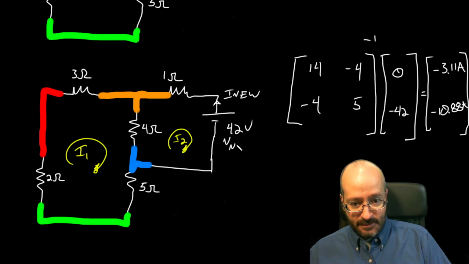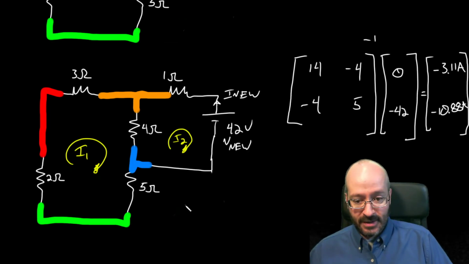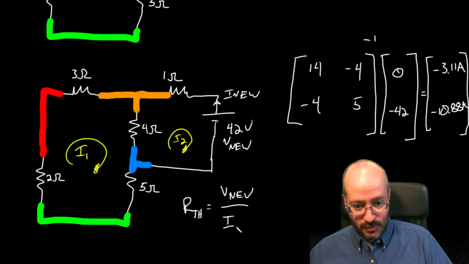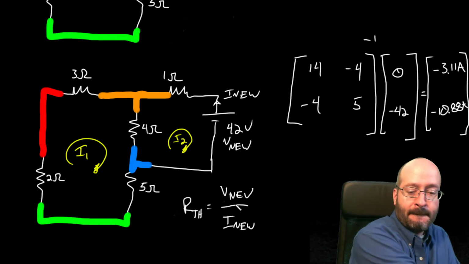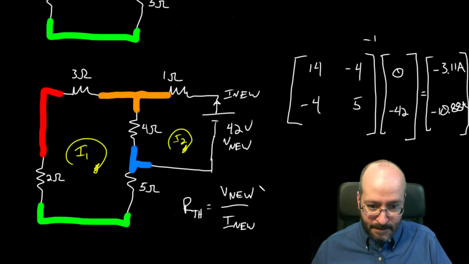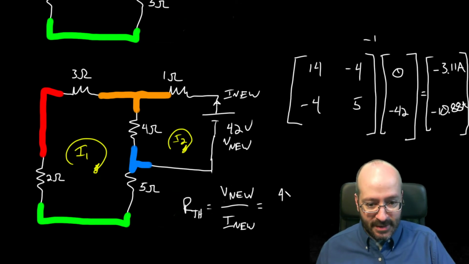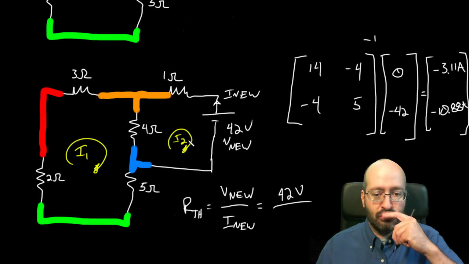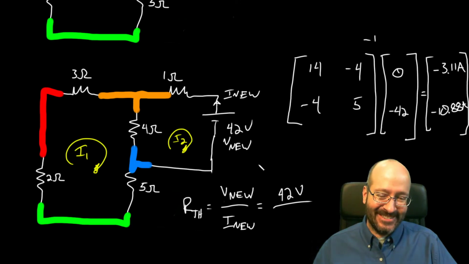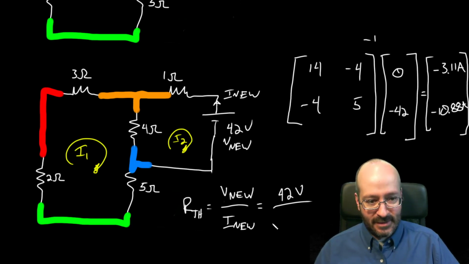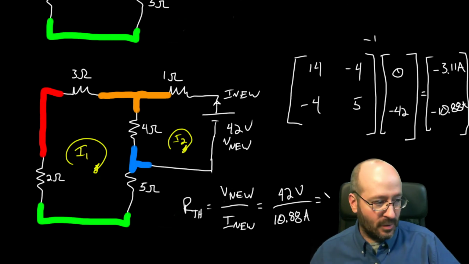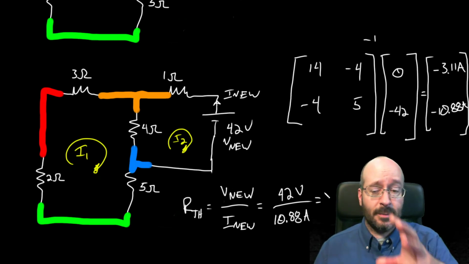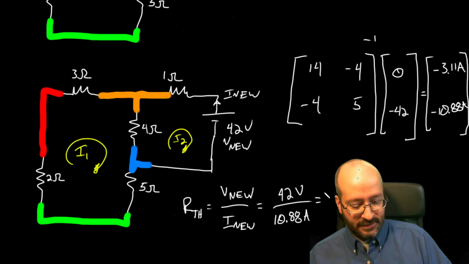Okay, here's V new, right? That 42 volts is V new. And then we calculate our Thevenin as V new over I new. Okay, so we know V new, that's 42 volts. And I2 and I new are negations of each other. So we're going to have in the denominator positive 10.88 amps. Okay, it takes a little bit longer, but if you can't see the relationships, this is a great way to find this resistance.